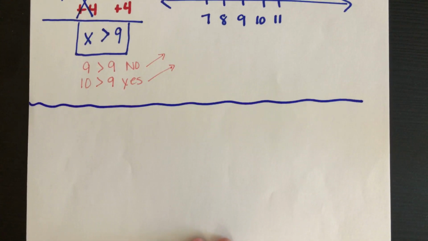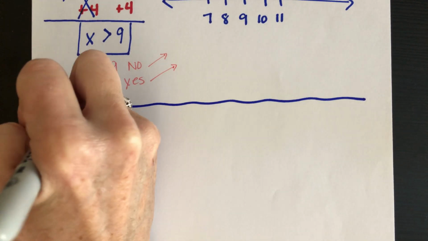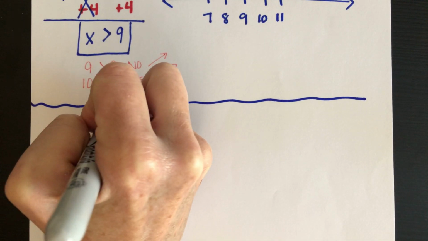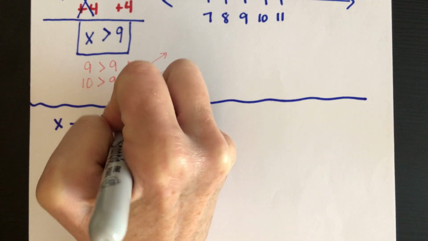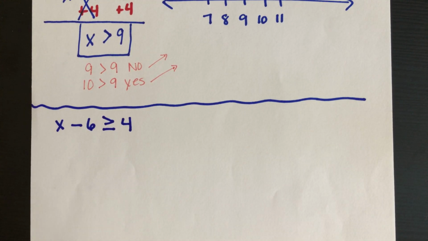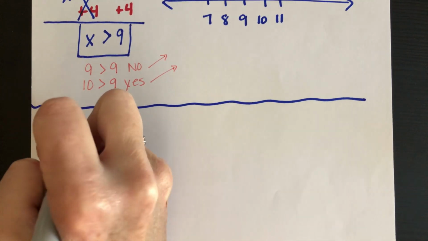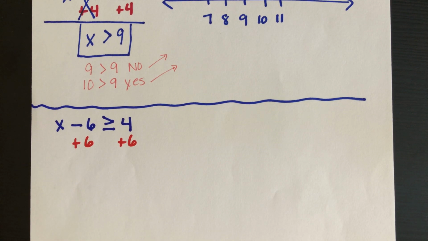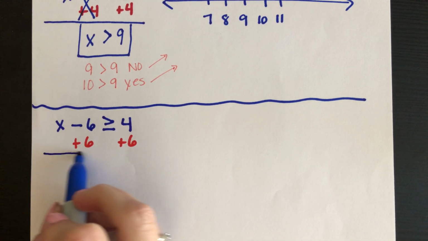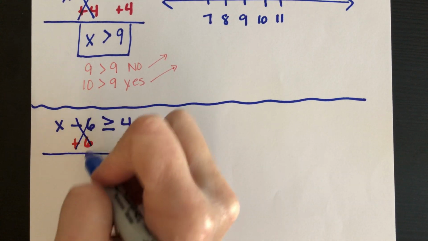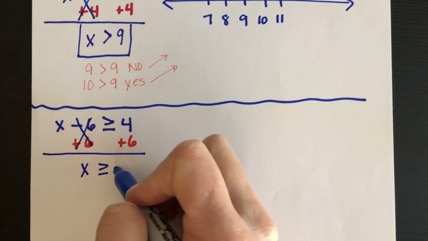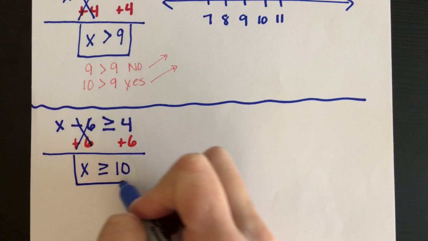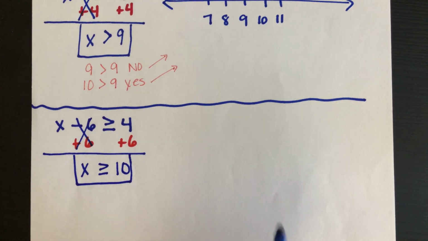Let's try another problem. x minus 6 is greater than or equal to 4. Again, I have to get this 6 by itself, and it's minus 6, so the inverse operation would be to add 6. I must do it to both sides and show my work. These 6s cancel out, and I am left with x is greater than or equal to 4 plus 6, which is 10. So first I solved it, now I need to graph it.